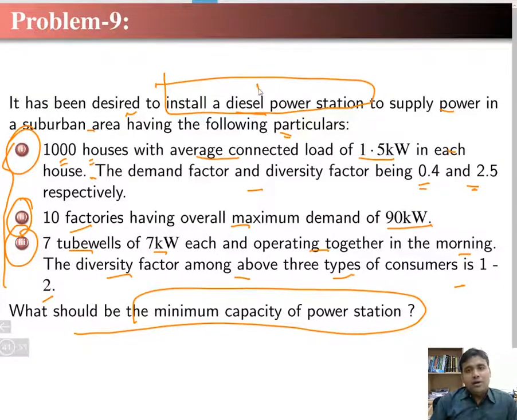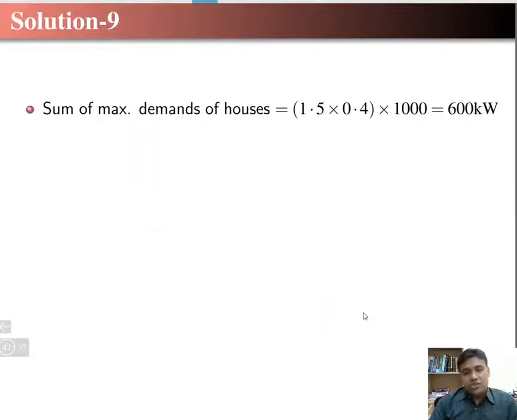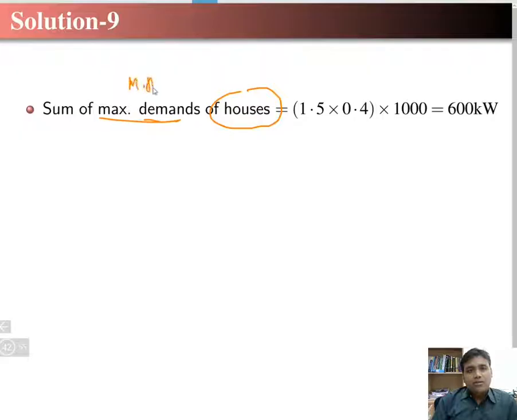So this diesel power station has to satisfy these particular loads. So what is the minimum capacity of the power station? Let us look into the solution. So, sum of maximum demand of houses. What is the maximum demand of the houses? You first have to calculate the maximum demand.